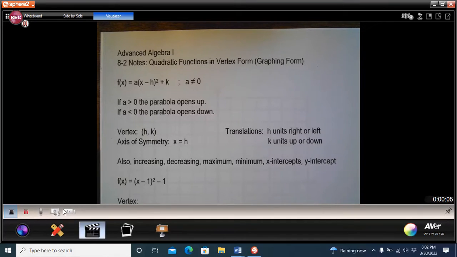This is the notes for Advanced Algebra, topic 8, section 2. In the first section of this topic, we learned about basically the vocabulary of quadratic functions, and then in the next two sections, we're going to look at the quadratic functions in what we call vertex or graphing form, and what we call standard form in the next section. So first, vertex or graphing form.